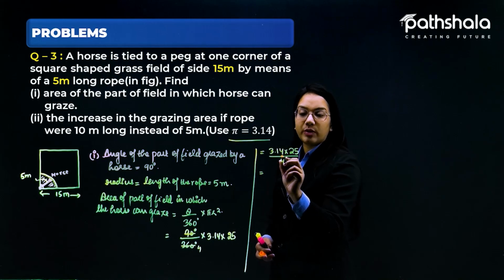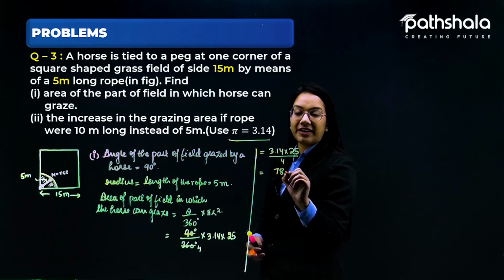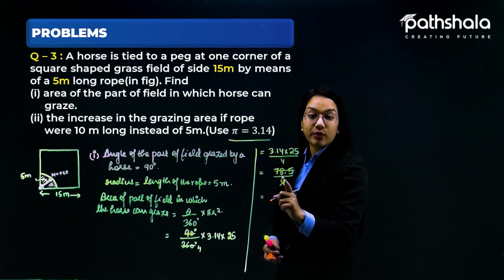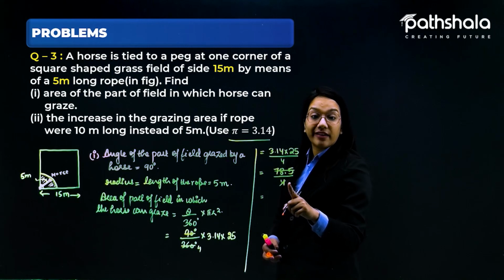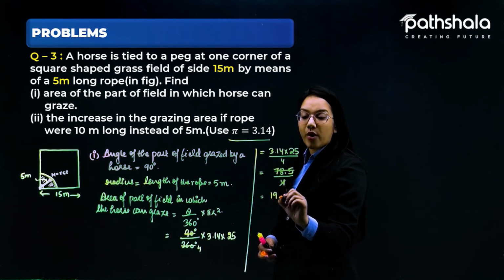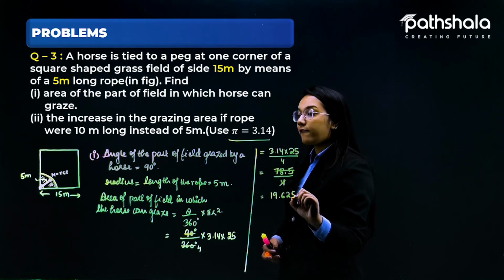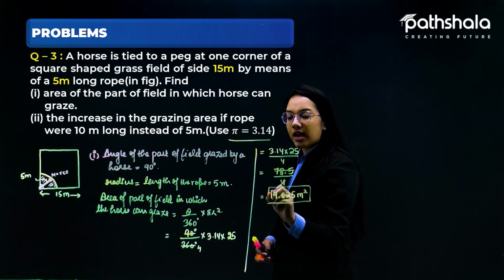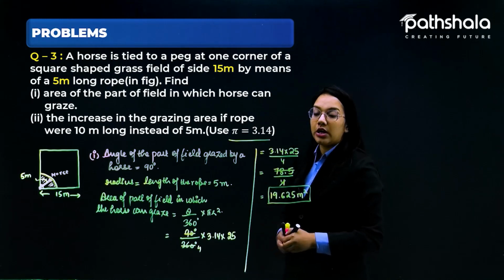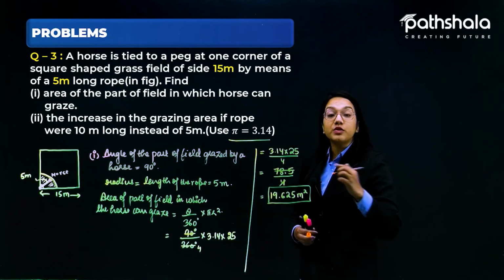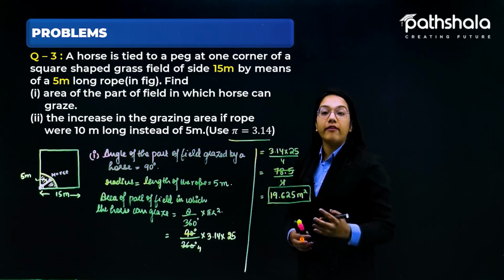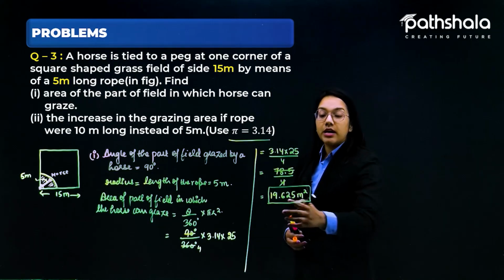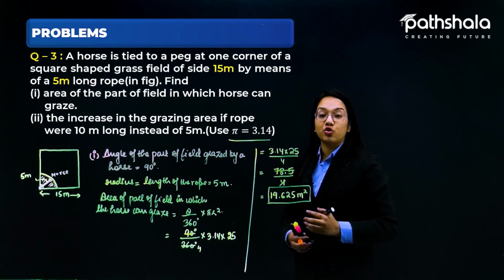After multiplying 3.14 into 25, you will get the answer as 78.5 divided by 4. And when you divide 78.5 by 4, you will get 19.625. We have the units as meter, so this is meter square. So at the end we are getting the answer for the very first part, which is the area of the part grazed by the horse, having the rope as 5 meter with which the horse is tied. The answer is 19.625 meters square.